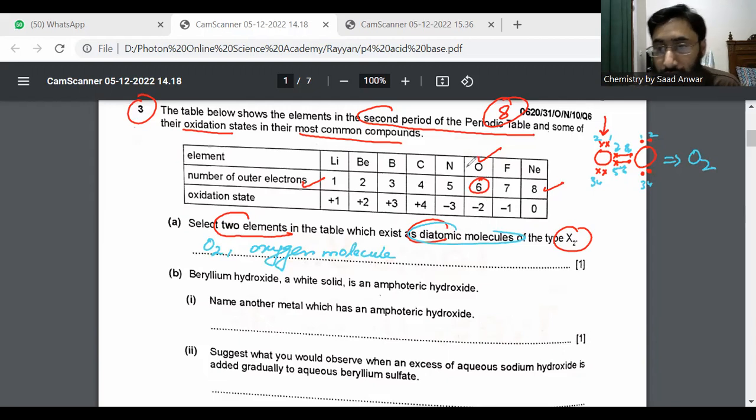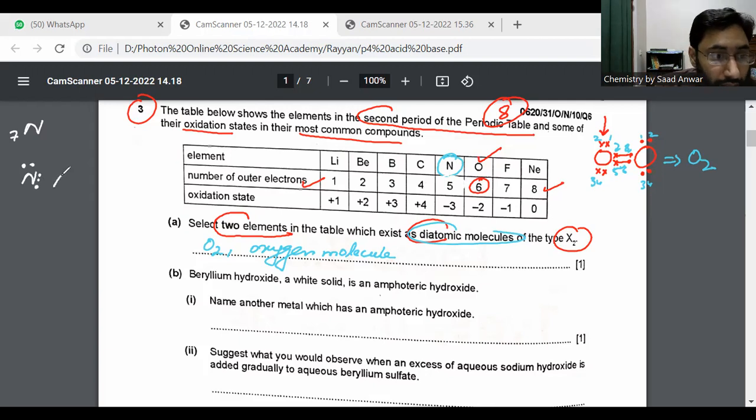The other is nitrogen. Nitrogen also behaves like this. You see, the atomic number of nitrogen is 7 and it has 5 electrons in its outermost shell, 1 2 3 4 5. Is this stable? No, nitrogen is not at all stable. Nitrogen has 5 electrons and nitrogen wants 8 electrons.